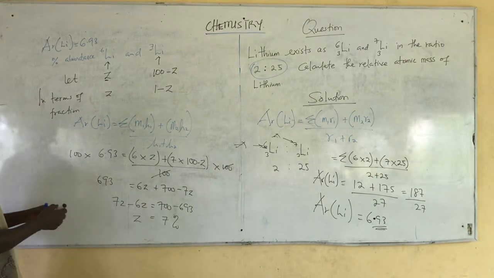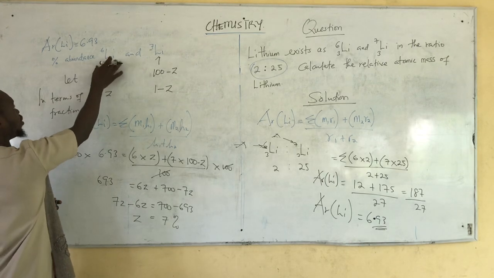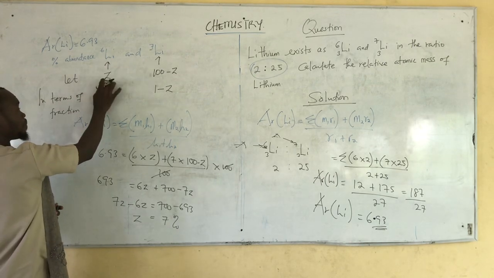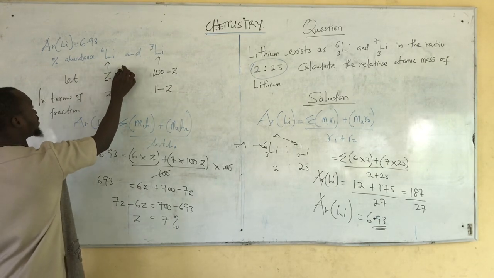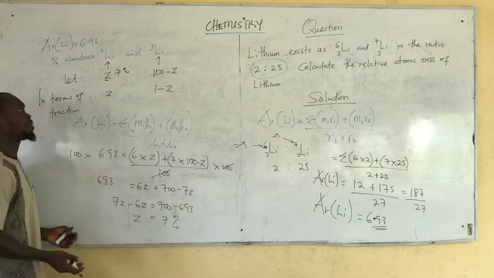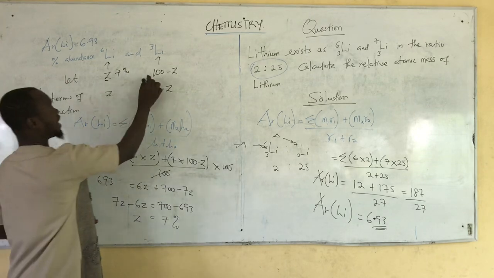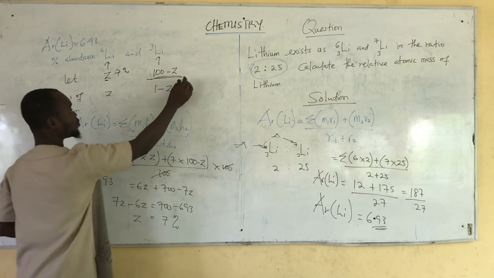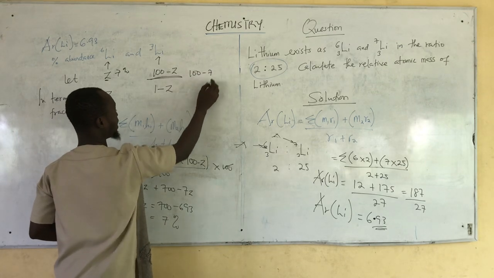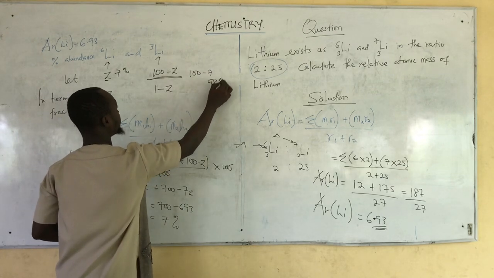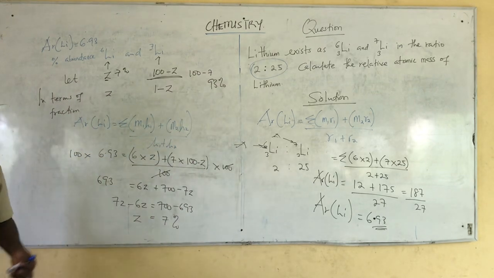And what is Z? Z represents the percentage abundance of lithium-6. So the percentage abundance of lithium-6 becomes 7%. How do we get the percentage abundance of the other one? That is 100 minus Z. So it becomes 100 minus 7. And that is equal to what? 93%. Is that okay? Very simple.